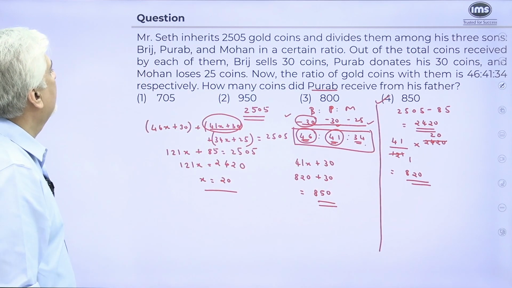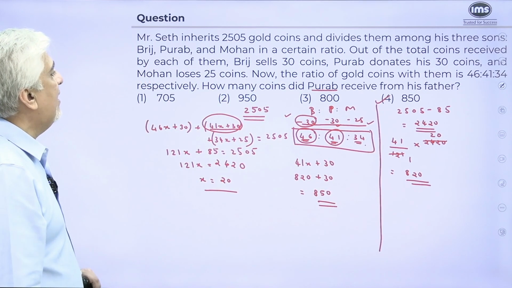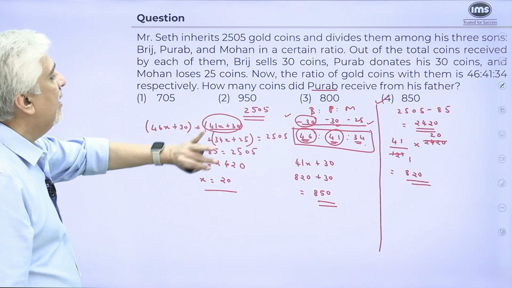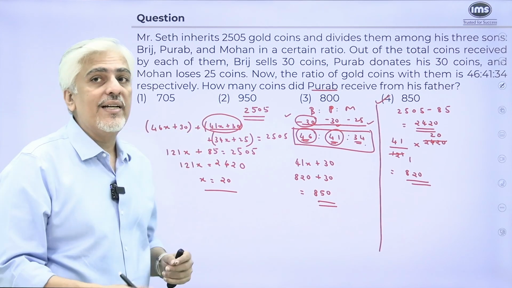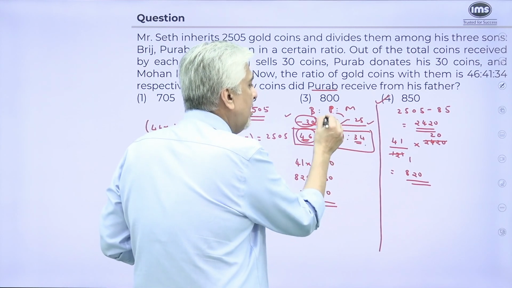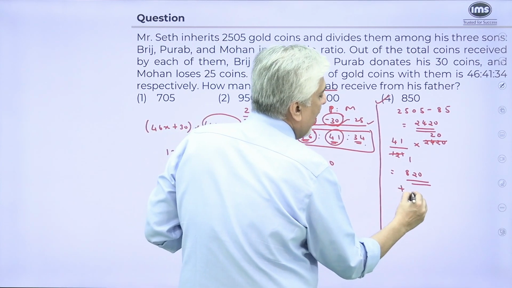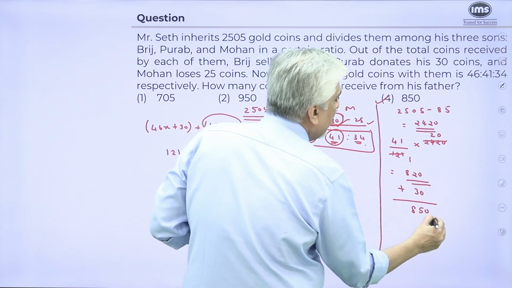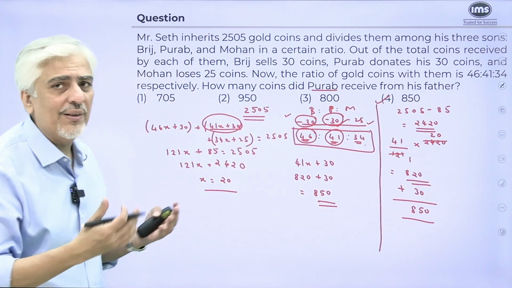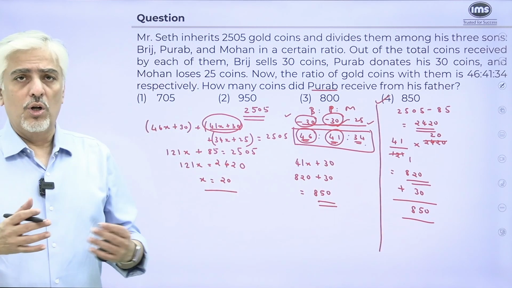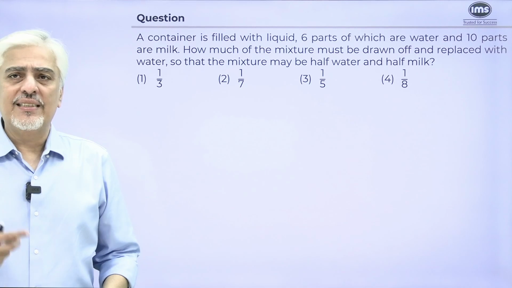Right? Now, Purab gets 820. We've got the ratios right. Now, 820 coins is after losing these 30 coins. That means he had these 30 also. So add 30 over here. Answer is 850, which is the fourth option. So you can do any one of the methods. I would have preferred the second method over the first one. Also, it is faster. Let's have a look at the next question.